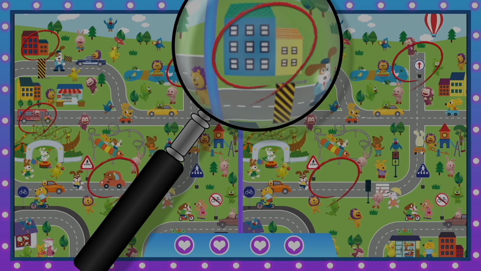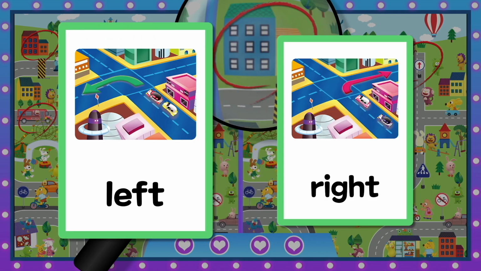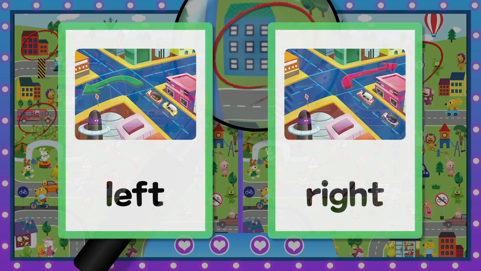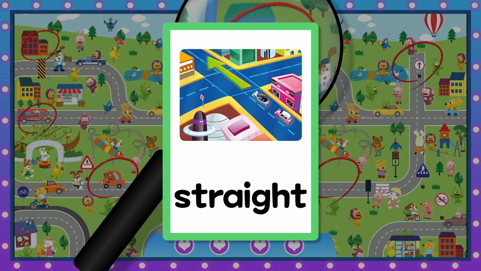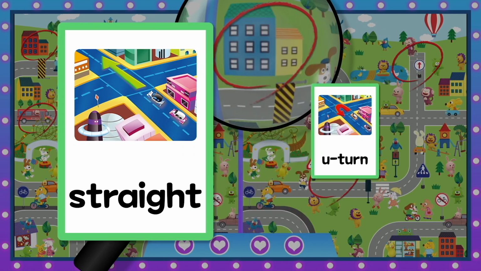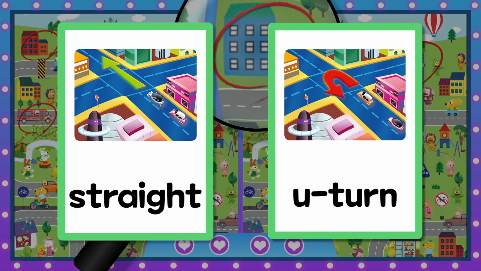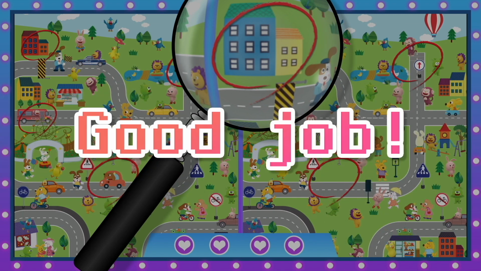Number one. Left, right, straight, U-turn. Good job!